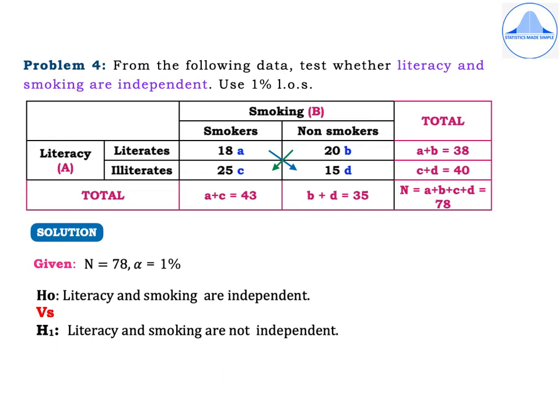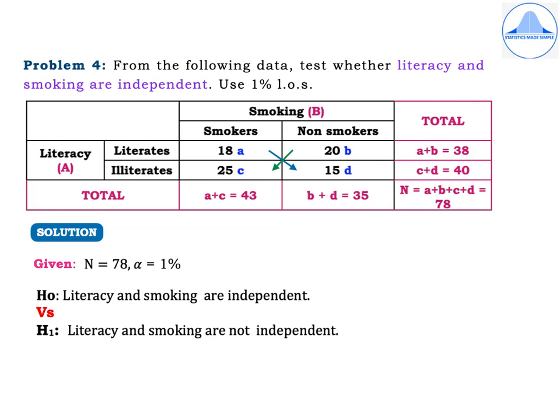So starting with the solution, mark literacy as attribute A and smoking as attribute B. Then mark the cell frequencies A, B, C, D as I have done in blue color and draw the cross arrows. Now let's form the total column and the total row. In the total column, you get A plus B as 18 plus 20 equal to 38, and C plus D is 25 plus 15, which is equal to 40. And when we add 38 and 40, you will get 78.